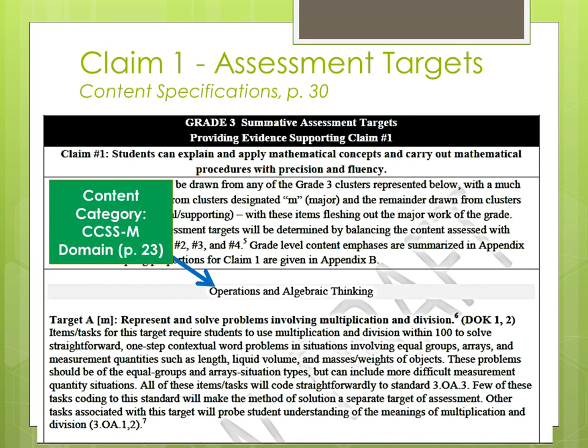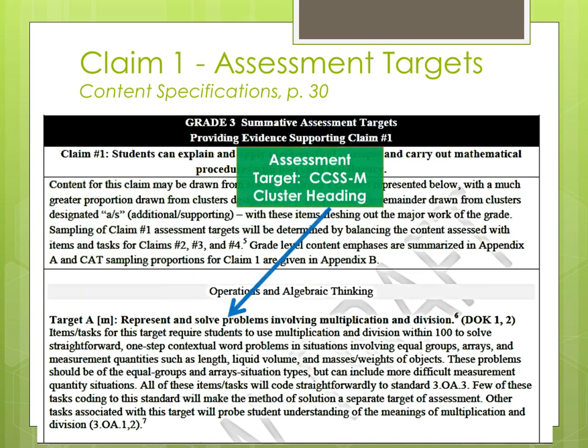So what you'll see first is that the assessment targets are grouped by content category, and the content categories are the mathematic domains found in the content standards. So operations and algebraic thinking is not only the first content category under grade 3, if you turn to the content standards, it's also the first domain in grade 3. And then directly under that, you'll see the assessment target, represent and solve problems involving multiplication and division.